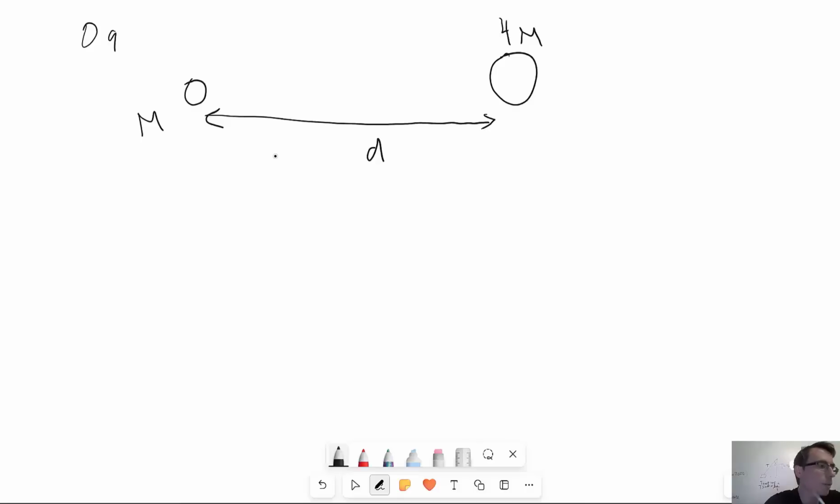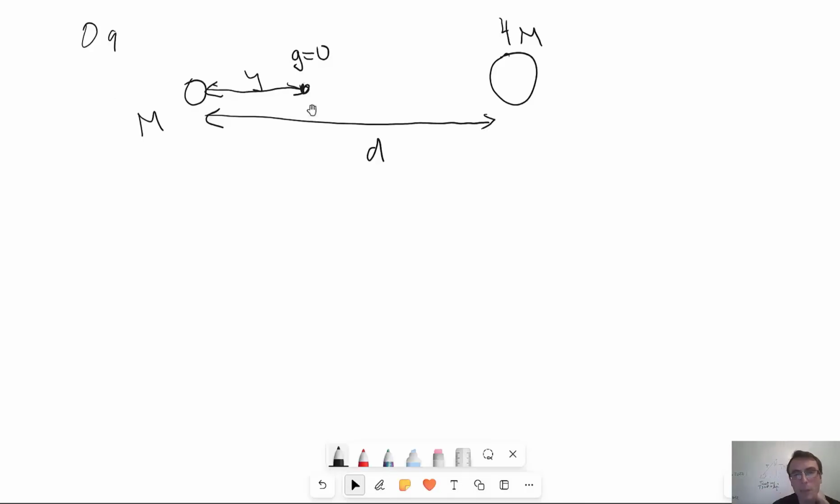The resultant gravitational field strength is 0 somewhere along this line. It's going to be 0 somewhere along here, and it says that y is the distance from the center of mass m to that point here. So this here is y, and the important thing is that right over here the resultant gravitational strength is 0.